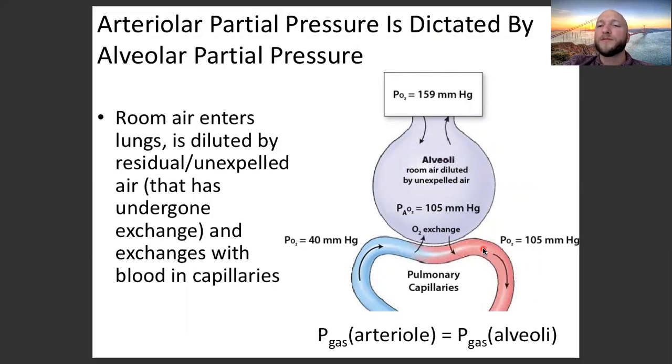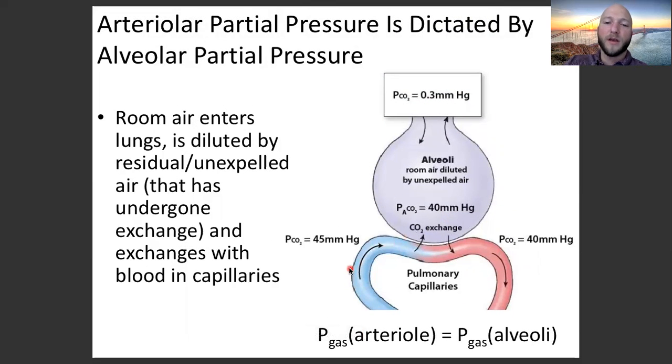By the time our blood flows out of the pulmonary capillaries, it's going to have a partial pressure of 105, just like in the alveoli. Henry's law, those pressures are going to equate. With CO2, we have 45 millimeters of mercury partial pressure CO2 in our pulmonary artery. It's going to be exposed to the air in our alveoli. In the alveoli, we have 40 millimeters of mercury partial pressure CO2. Those two are going to equate.